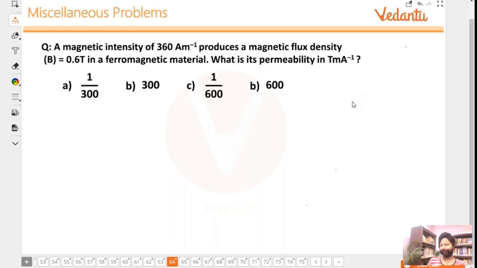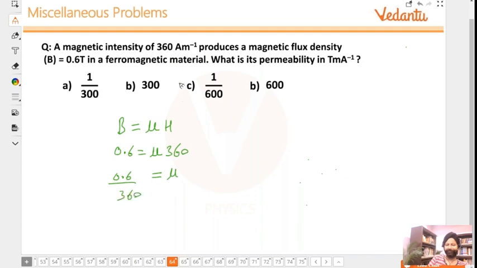Now, this is the easiest question, I would say. Just plug in the value to the formula. Okay, this is what I get. Most of the students said C, and C is the right answer. It's very easy, right? So B is equal to mu H, right? So now B is given as 0.6, which is equal to mu times 360. Mu is 0.6 over 360. That turns out to be 1 by 600.